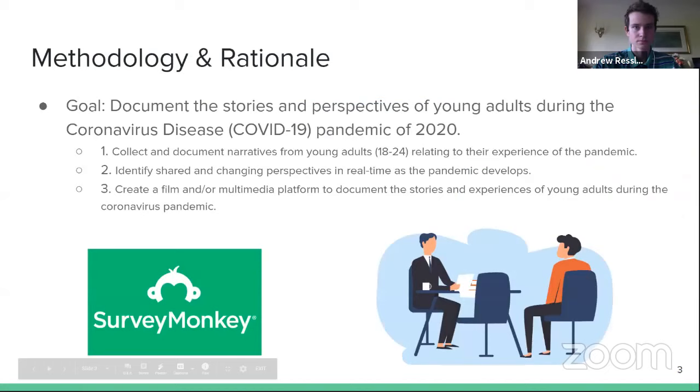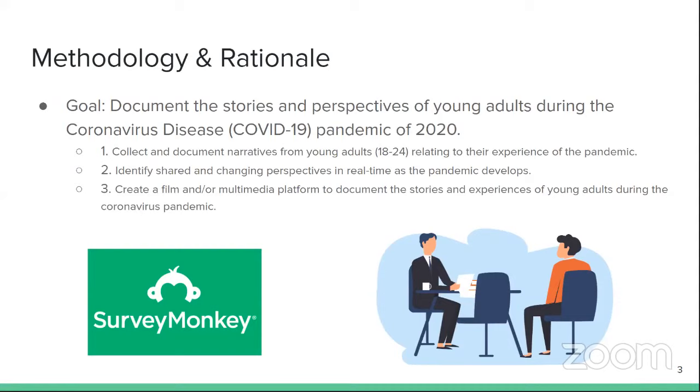So the goal of our project was to document the stories and perspectives of young adults during the coronavirus pandemic of 2020. We devised these three objectives to meet that end successfully. We decided to hone in on college-age individuals, not just students, because their voices can often be overlooked or misrepresented within mass media and the government. We also felt that this demographic could give us a wide variety of perspectives and possibly themes to draw from.